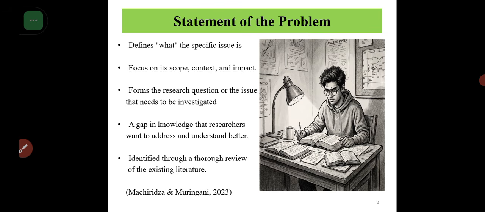Who and who are affected. You want to let us know that indeed this is a problem. You want to let us know the context, and the impact of this problem. From these problems come research questions.